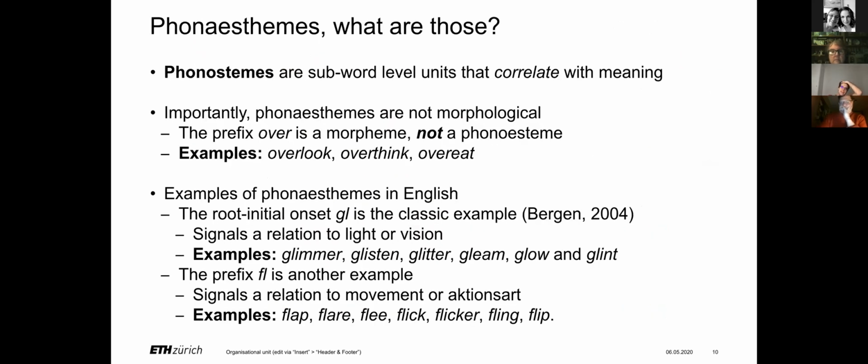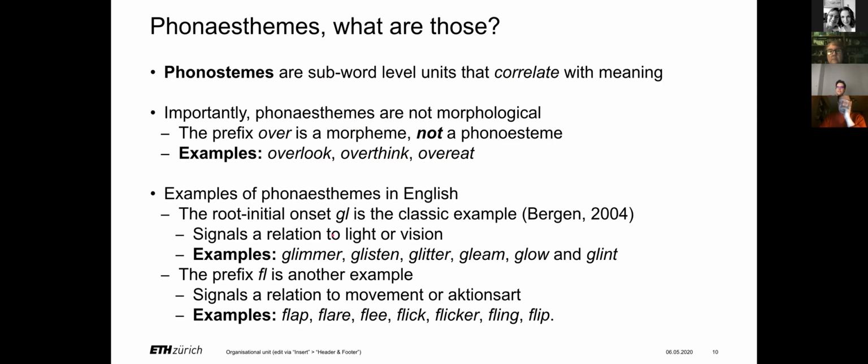So to go back to phonesthemes a bit, because I think this is really the best example of systematicity in a language. Phonesthemes, more formally, are subword-level units that correlate with meaning. They're not morphological. So over, as in overlook, overthink, overeat, is not a phonestheme, although the relationship here is probably more complicated than you might think, because when derivational prefixes become non-productive, they might become fossilized and end up as a phonestheme.